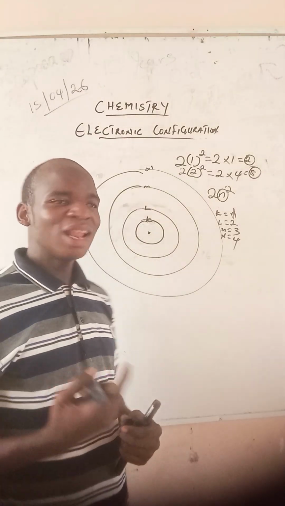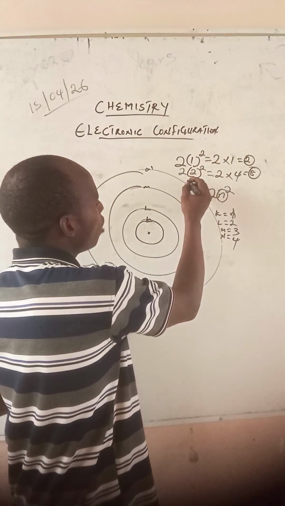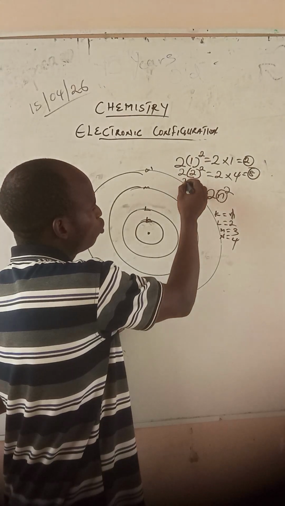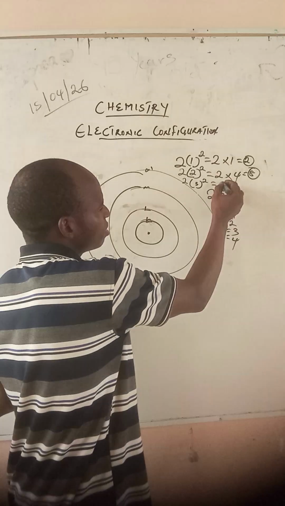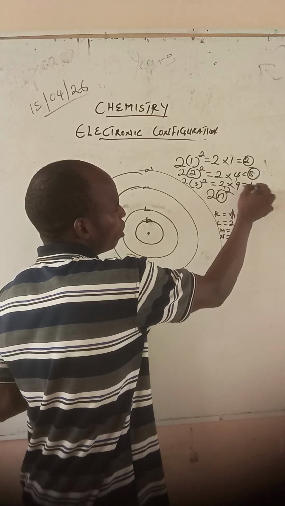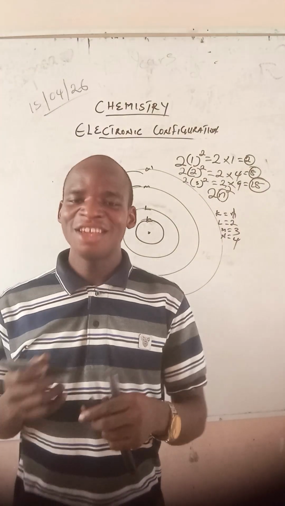Are you following? Now let's check the number of electrons the M shell can carry. Our n for the M shell is 3. So this is 2 × 3². 3 times 3 is 9, and 2 times 9 is equal to 18. So the M shell can carry 18 electrons.